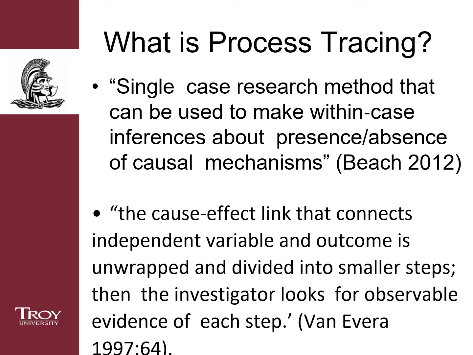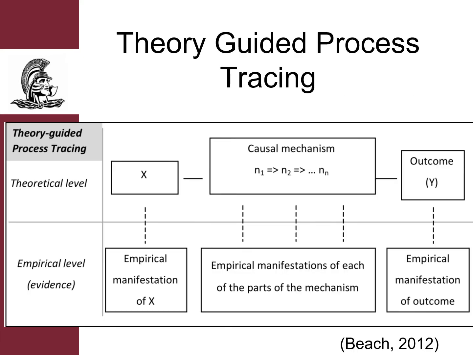But let's make it more complicated. Stealing from Beach here, reproducing his slide, he says, look, we have two levels here. On the top, we have the theoretical level, and we have X, which is the nomenclature for the independent variable. So we have some independent variable, or a set of them, that is thought to produce the outcome. And in between them, we have a bunch of these mechanisms, steps. These are the steps that Van Evera talked about.